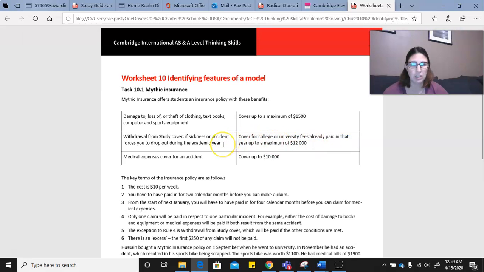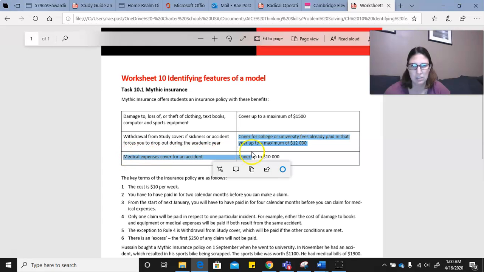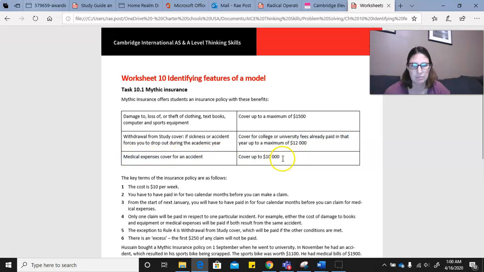I know you guys are not in college yet, but maybe you have older siblings or your parents or guardians have told you that if you go to school and you have to withdraw past the withdrawal deadline, you have to pay for those classes regardless of why you drop out. But this is saying if you have some kind of accident and you can't finish the semester, you have this insurance option. I've never heard of it when I was in college, but that was a really long time ago. And the third option is medical expenses cover for an accident, up to $10,000.